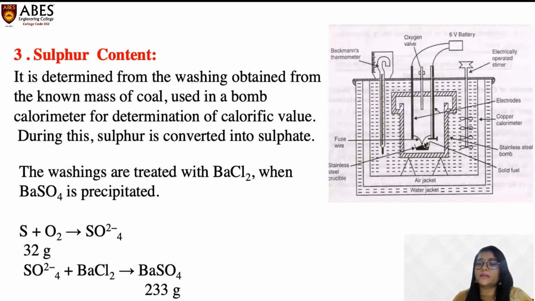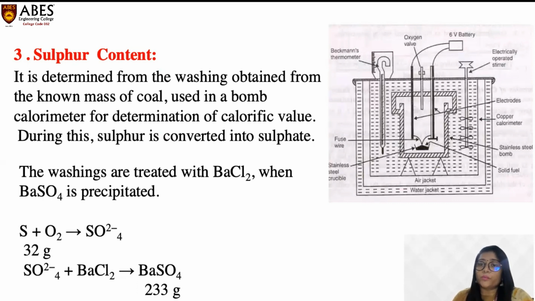While the fuel is getting ignited, this steel bomb absorbs all the heat coming from here and transfers it into the water around it, right? In this process, all the sulfur present in the coal, in the presence of oxygen, will form sulfate, and because the steel container is there, it will keep coming out in this water. So this water, after the burning of the coal, will be known as the washing of the bomb calorimeter.